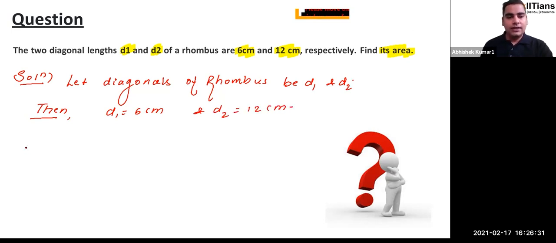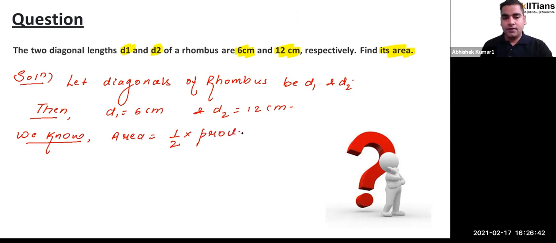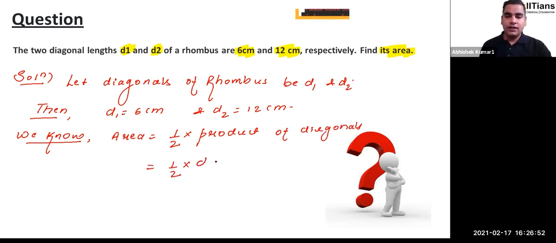And what is the formula for the area of a rhombus? The area of a rhombus is always given by 1 by 2 into the product of diagonals. Here the diagonals are denoted by D1 and D2 respectively. So you get 1 by 2 into D1 into D2, which is 1 by 2 into 6 into 12. This 2 will cancel this 6 three times. So you will get 36 centimeter square as the area of this rhombus.